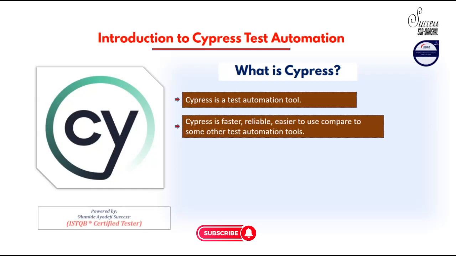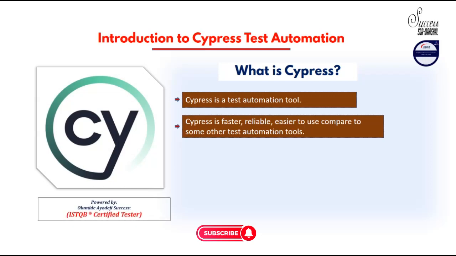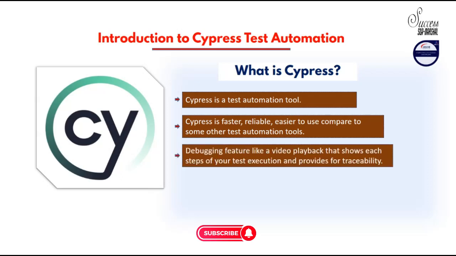So Cypress is faster, reliable, and easier to use compared to some other test automation tools. This is one of the advantages of the Cypress automation tool. It is also good for debugging. It has a debugging feature like a video playback that shows each step of your test execution, and of course it provides traceability, so you can actually see all your test execution and be able to debug what the issue is when you are executing your test.